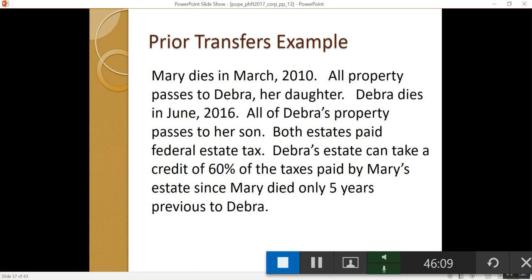Here's an example. So Mary dies in March of 2010, and all of the property passes to Deborah, her daughter. And then Deborah dies 6 years later. So all of Deborah's property passes to her son when she dies. Both estates paid federal estate tax, both Mary's estate and Deborah's estate. So Deborah's estate, the person who died second, can take a credit of 60% of the taxes paid by Mary's estate, since Mary died only 5 years previous to Deborah. So that's how the rule works.